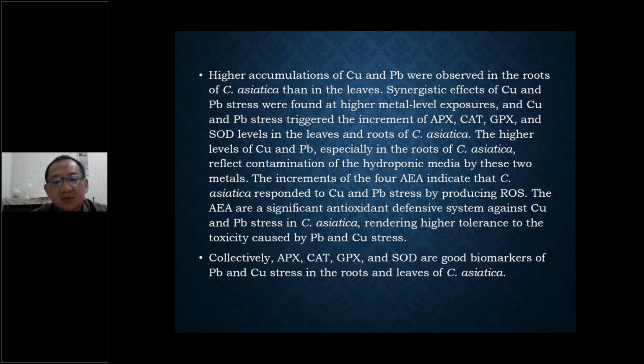The increment of these 4 enzyme activities indicated that Centella asiatica responded to the metal stress by producing antioxidants. Now, these activities are a significant antioxidant defensive mechanism or system against copper and zinc, at least based on our study. So it makes for higher tolerance to toxicity caused by at least these 2 metals. So collectively, these 4 enzymes are good biomarkers of copper and lead stress in the roots and the leaves of Centella asiatica.